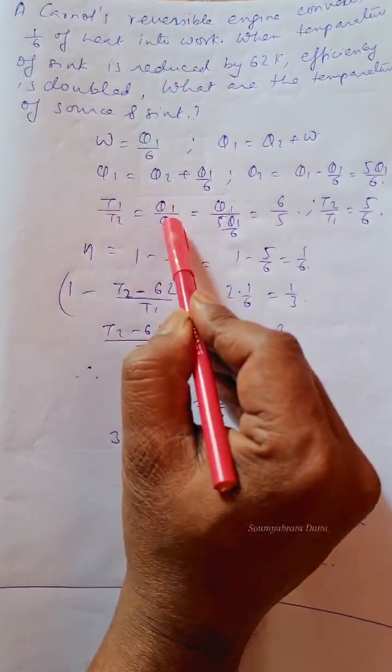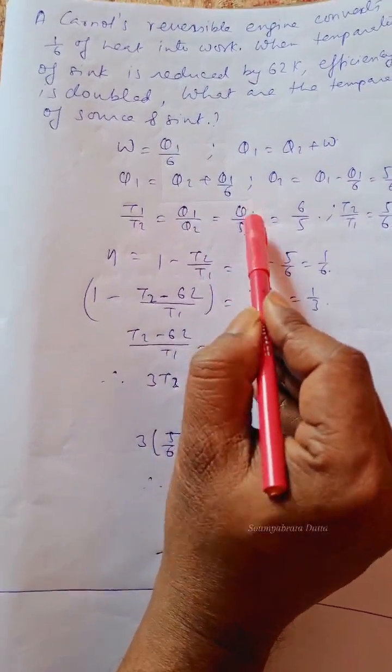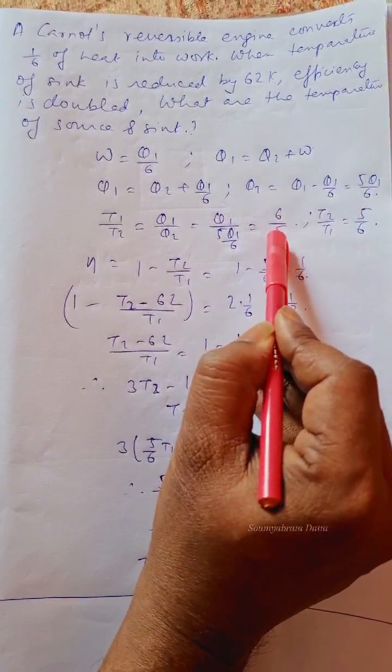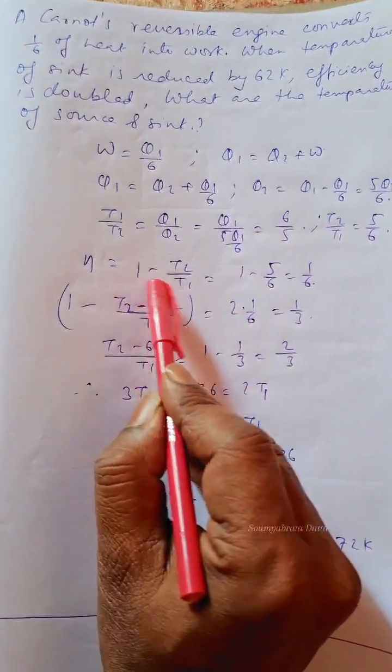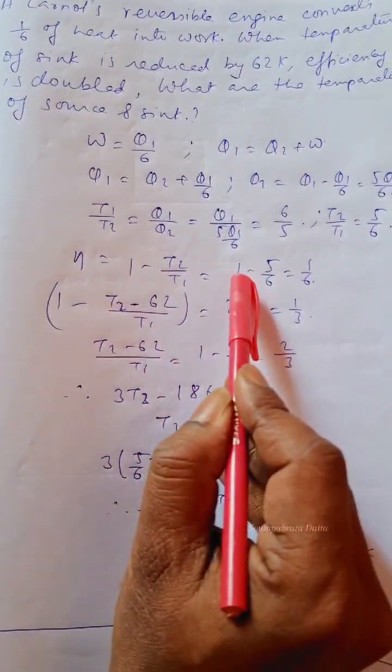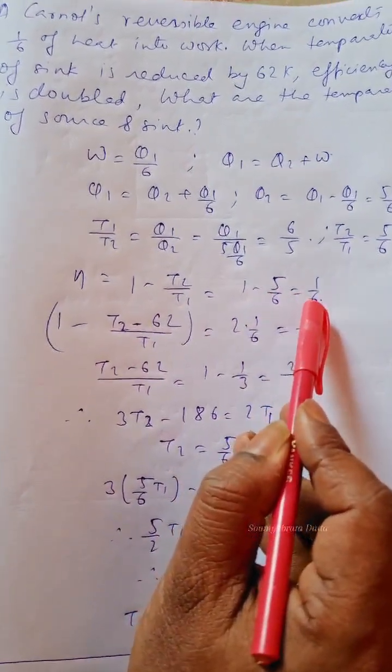So T1 by T2 equals Q1 by Q2, which gives Q1 by 5 Q1 by 6, that is 6 by 5. Therefore T2 by T1 equals 5 by 6. Now eta equals 1 minus T2 by T1. That is the efficiency eta, which equals 1 minus 5 by 6, that is 1 by 6.